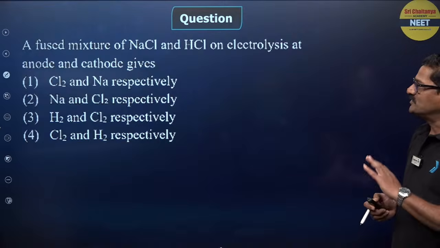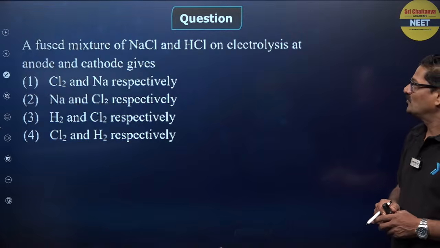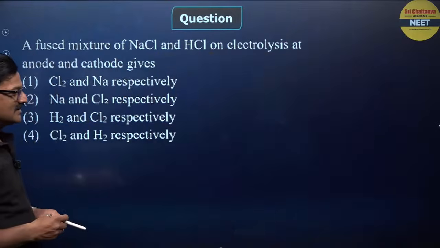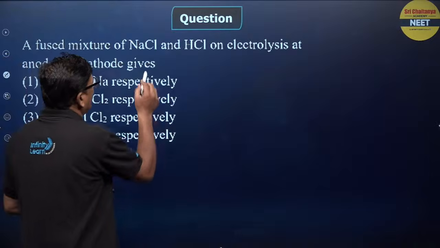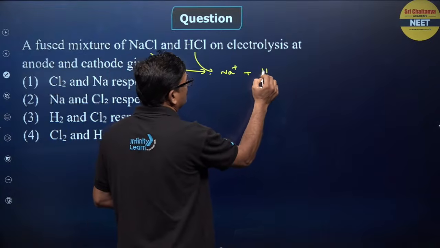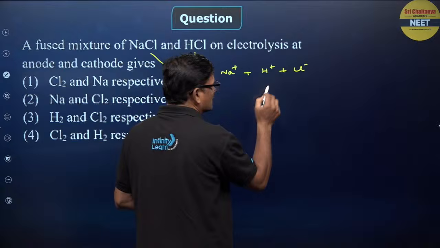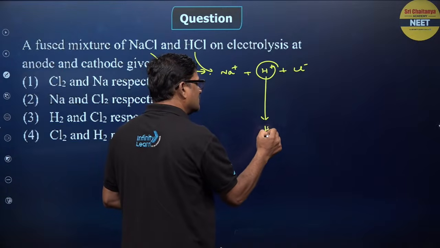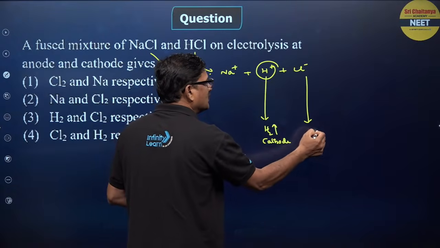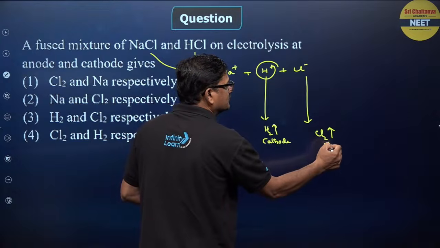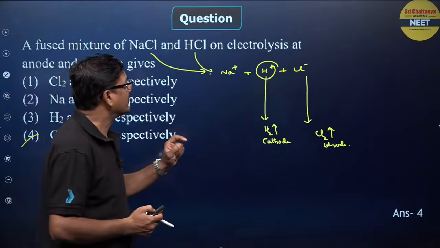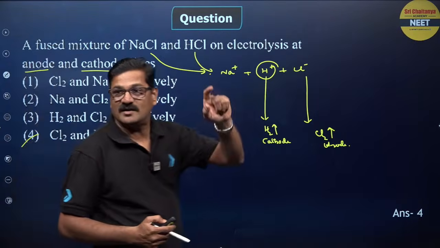Moving ahead, a fusion mixture of NaCl and HCl on electrolysis. What are the products that are going to be formed? NaCl and HCl give rise to Na+, H+ and Cl-, so it is going to be hydrogen gas at the cathode, and Cl2 gas at the anode. So the answer for this question is going to be at anode and cathode respectively.